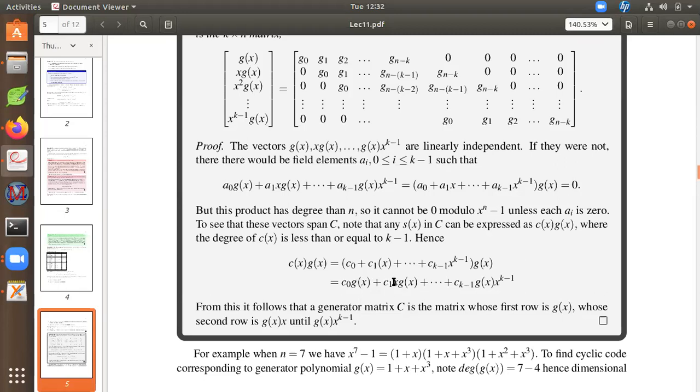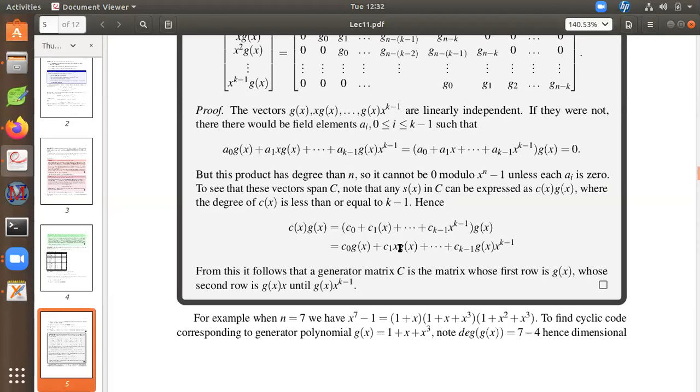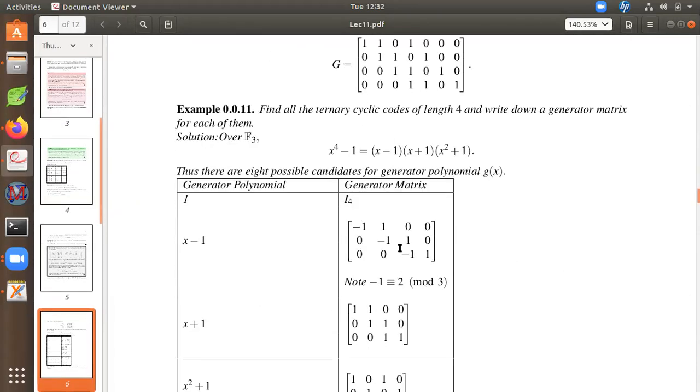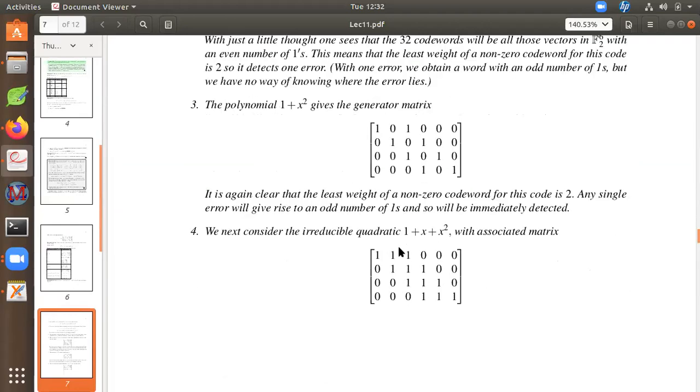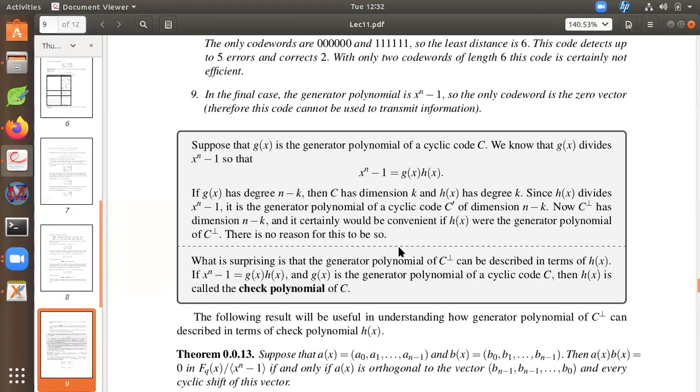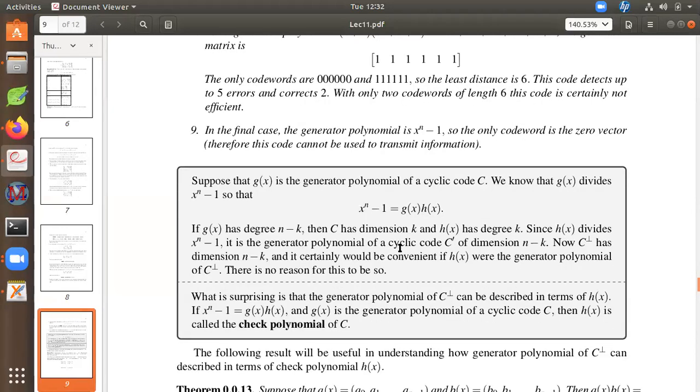So these are the things, now generating. Why is the degree of C of x less than or equal to k minus 1? Because each code word, the dimension of the code, is k. Hence this part is okay. This is what I claimed earlier, but I'll stop with only one thing, because you want to understand. I'm maybe a little bit fast now, sorry for that.